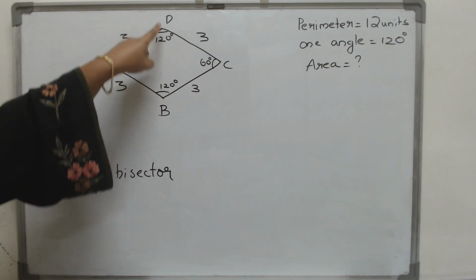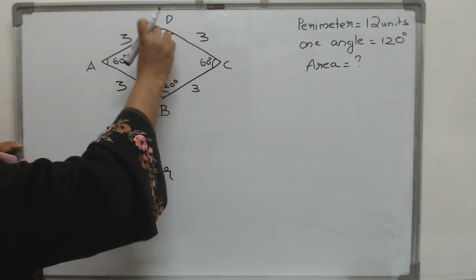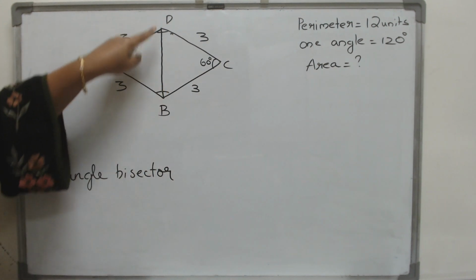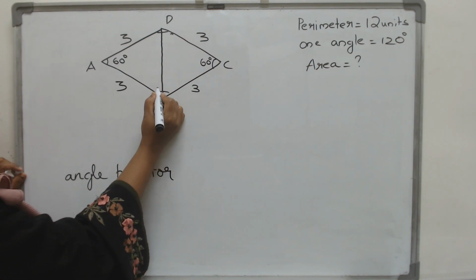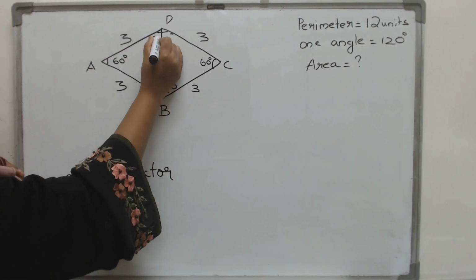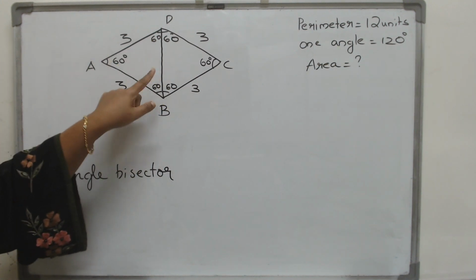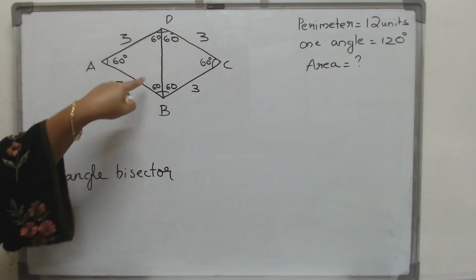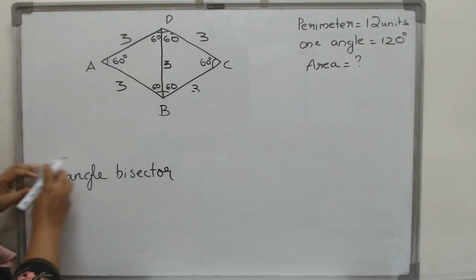So which diagonal shall we consider, this one or this one? I will go for DB. So if you join DB, what happens is that this diagonal splits each of the connecting vertices into two equal parts. Half of 120, a 60 here, a 60 here. Again a 60 here, a 60 here. So you see what has happened? We have split the rhombus into two congruent equilateral triangles, all having 60 degrees. So if these two are 3, then this side is also going to be 3.